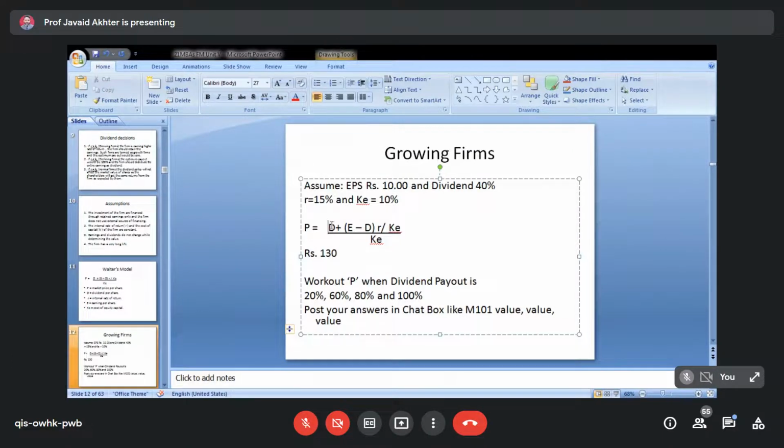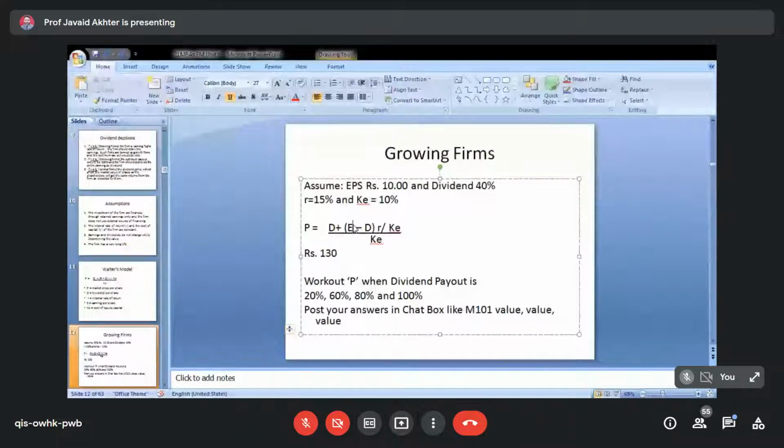What will be the value of D here if you want to calculate it at 40%? You are earning 10 and you are paying 40%. So what will be the value of D? Rupees 4, correct? What will be the value of E? Rupees 10. Agreed?